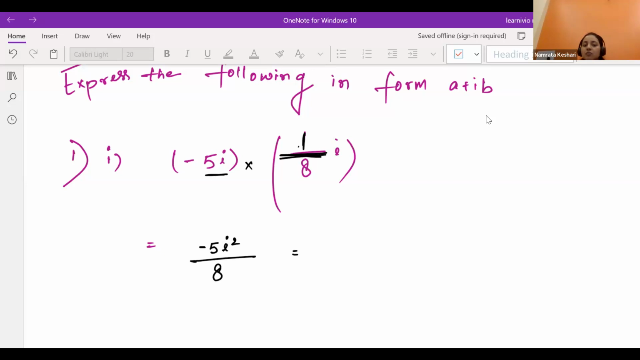Minus 5i square will be what? We know that i square value is... Ali and Alina, anyone, please respond. i square is... Alina, are you there? Yes, ma'am. i square is one, plus one, minus one. Plus one. Yes, Ali, i square is plus one.